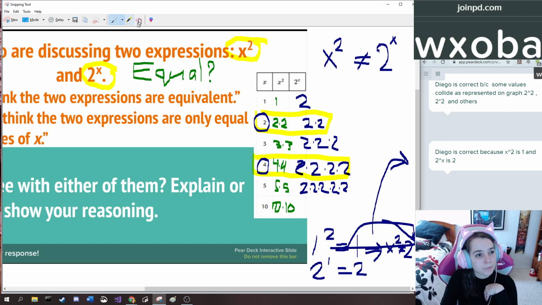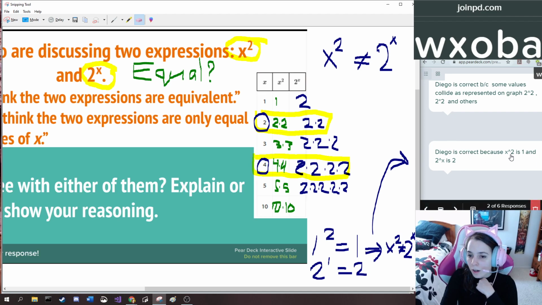Because x squared is not always 1, as we can see here. 2 to the power of x is not always going to be 2. However, 1 squared equals 1 and 2 to the power of 1 equals 2. Therefore, these two are not the same.